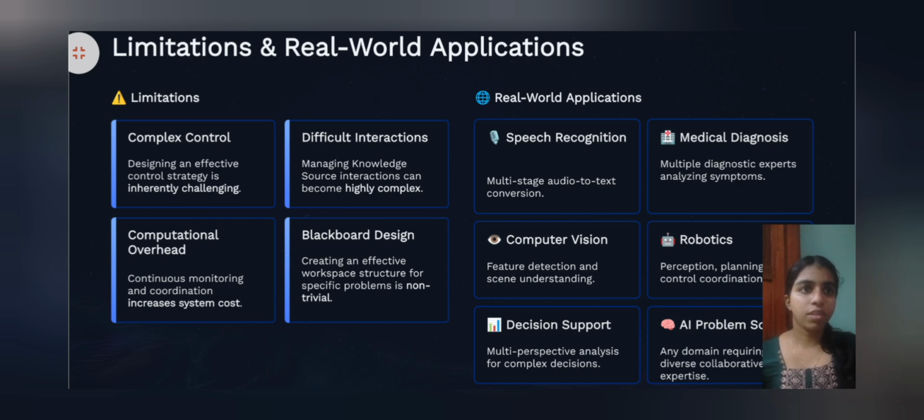Next are real-world applications. They can be used in speech recognition, where different stages process audio and convert it to text. Other applications include speech recognition, medical diagnosis, computer vision, robotics, decision support, and AI problem solving.